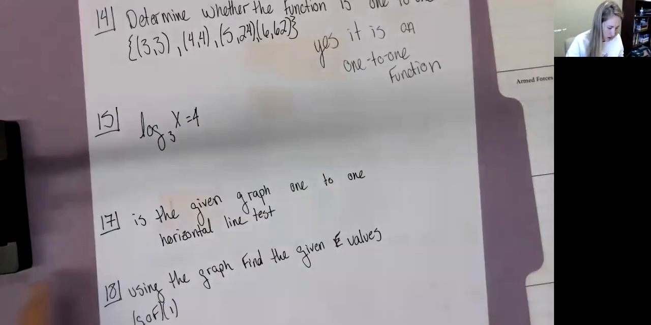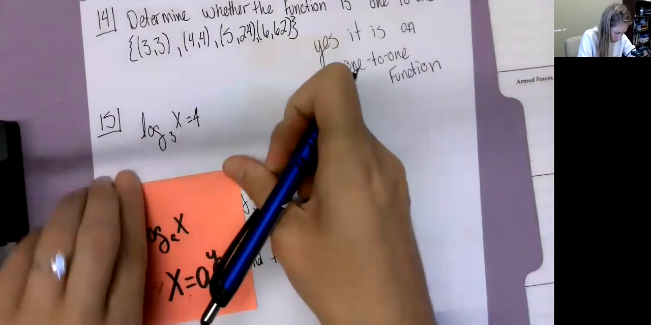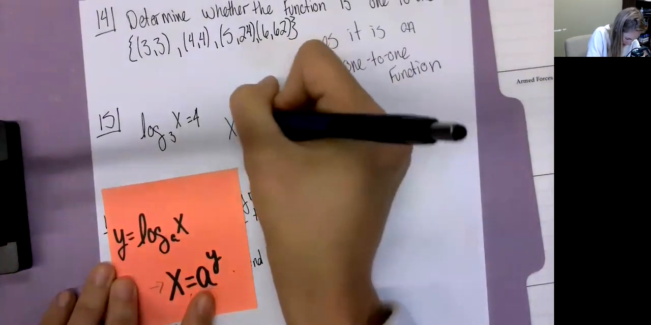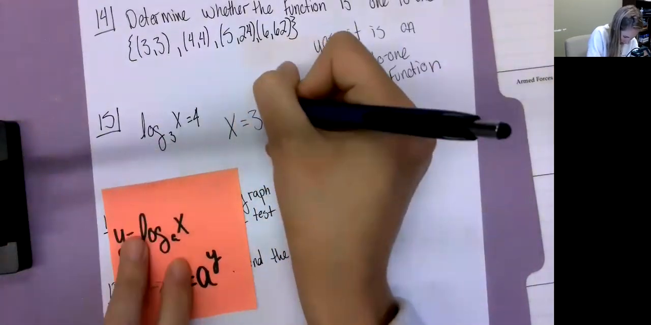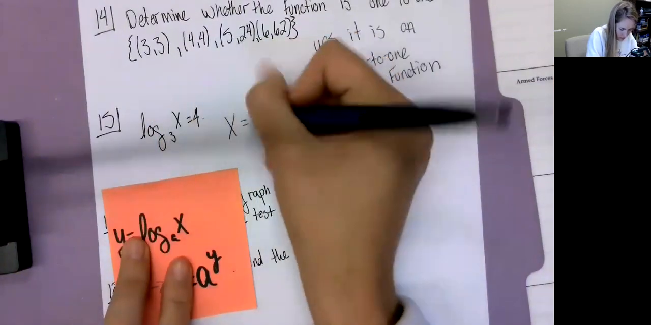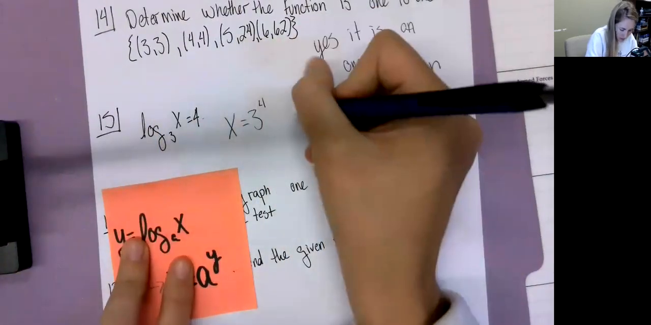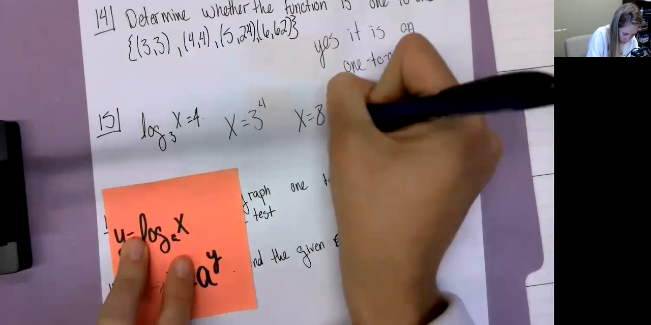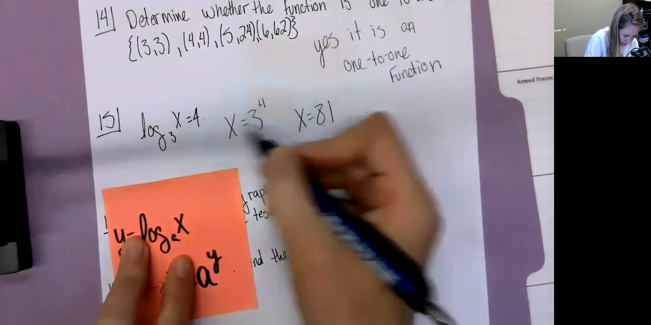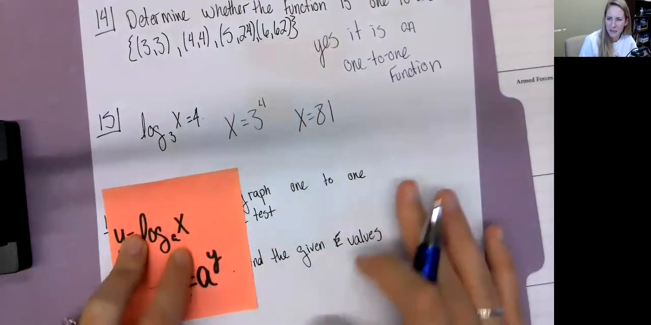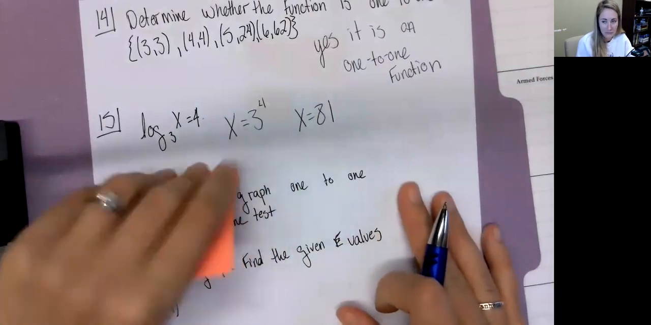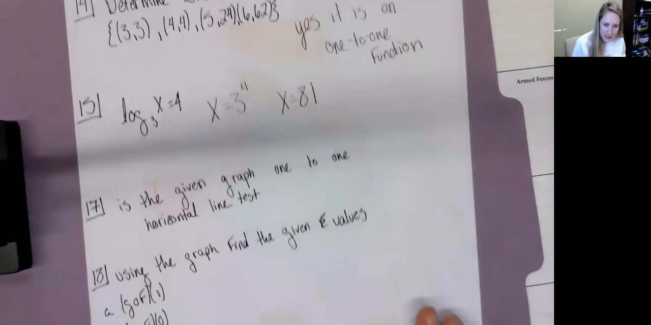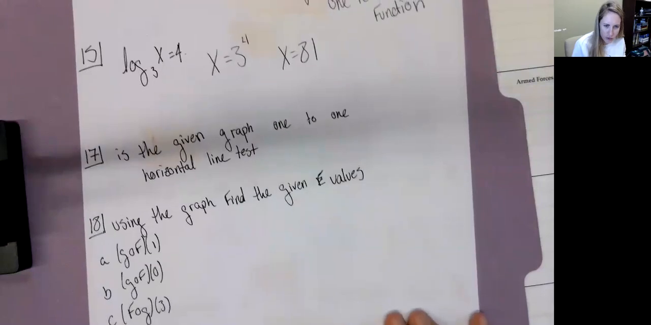Log base 3 of x equals 4. That's where we use our change to get x alone. So it's going to be x equals 3 to the 4th power. I tend to get these two mixed up over here, so be sure you're paying attention. So x equals 81. The base, the little number, always ends up being the big number, if that helps.